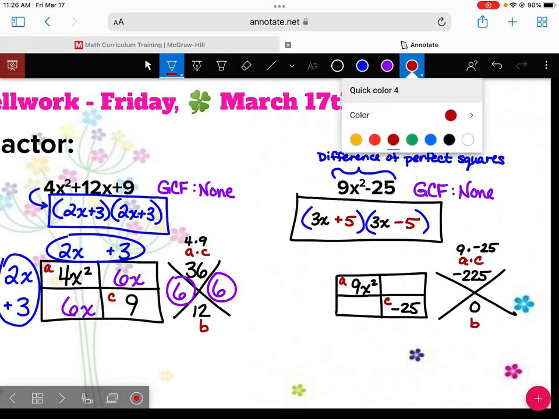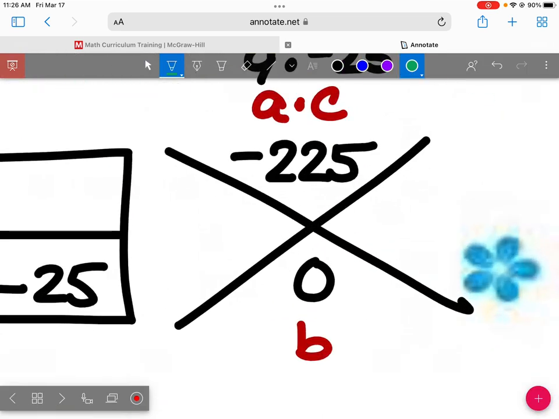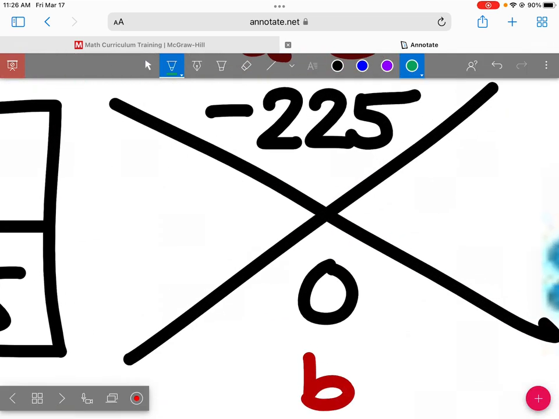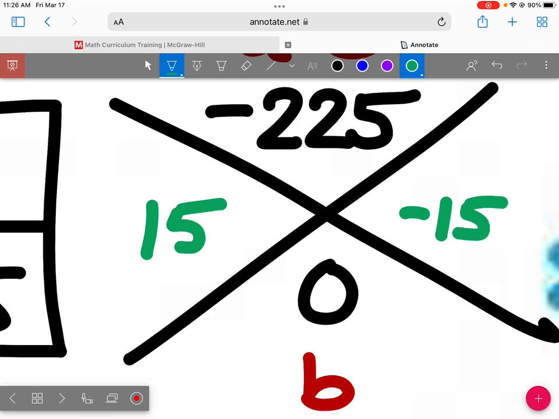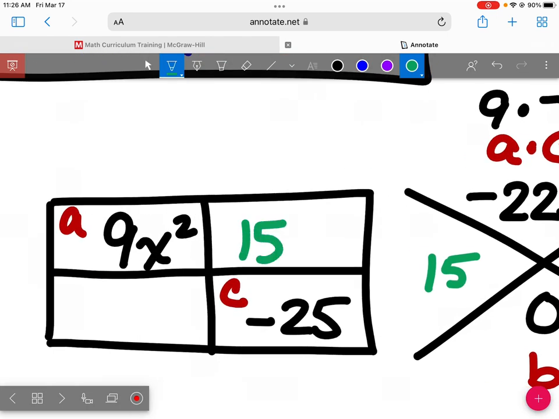If you were doing this with an area model, technically you can. Multiplies to negative 225, adds to 0. That would be 15 and negative 15. So we could have done it like this, but it would take us a while to come up with those numbers.